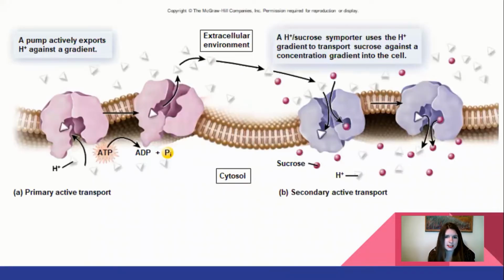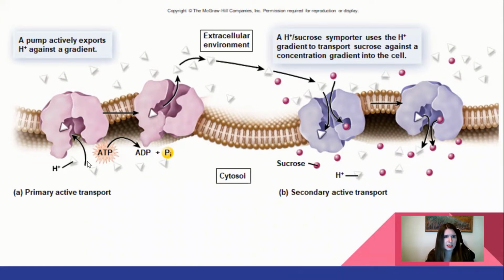So here we can see both forms of active transport. So in this example on the left, I want you to note that this pinkish colored protein is our protein at timestamp 1 and then timestamp 2. This isn't two separate proteins. Same deal for the purple ones here on the right.